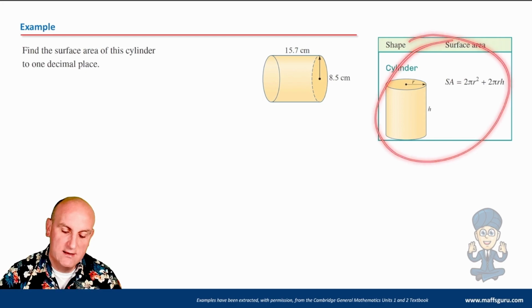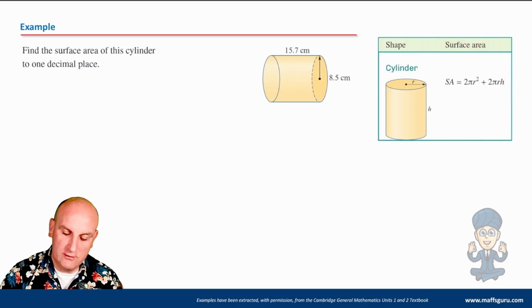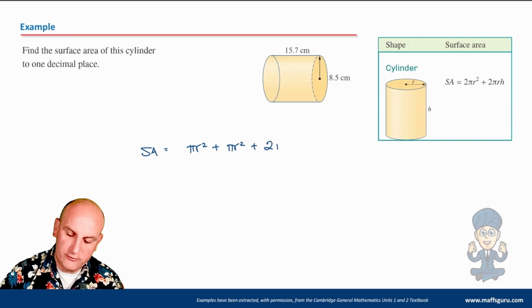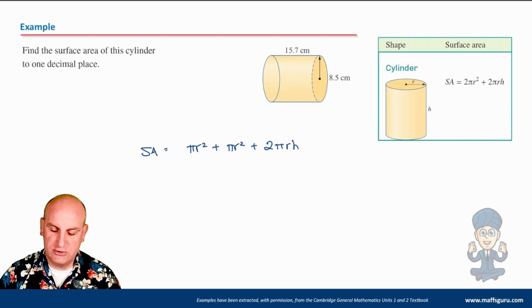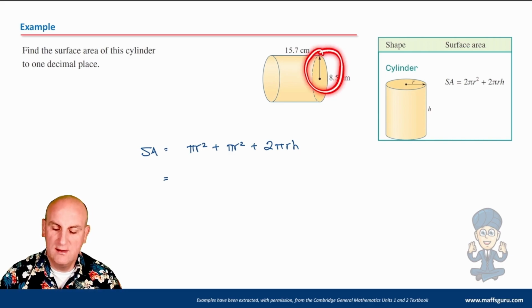And I've tried to give you here the formula. Again, I tend not to do that. I'm going to write it out my way to say that the surface area of a cylinder is given by pi r squared plus pi r squared plus 2 pi r h. All right, let's see. What does the r stand for? Radius. Have they given me the radius? I should think so. They've given it here.